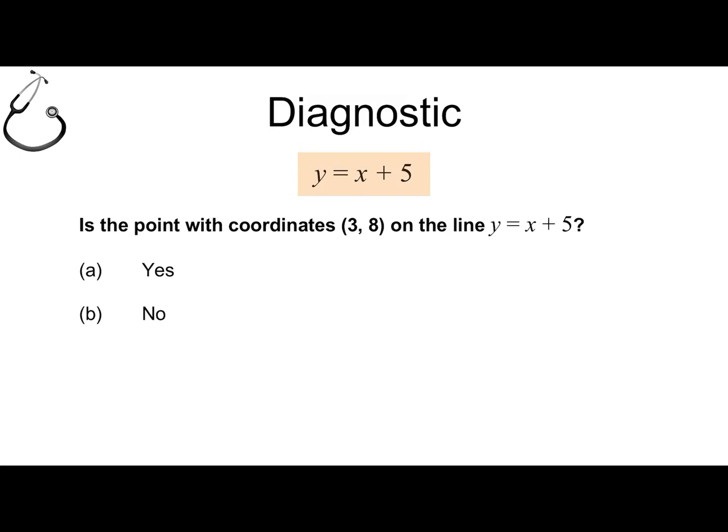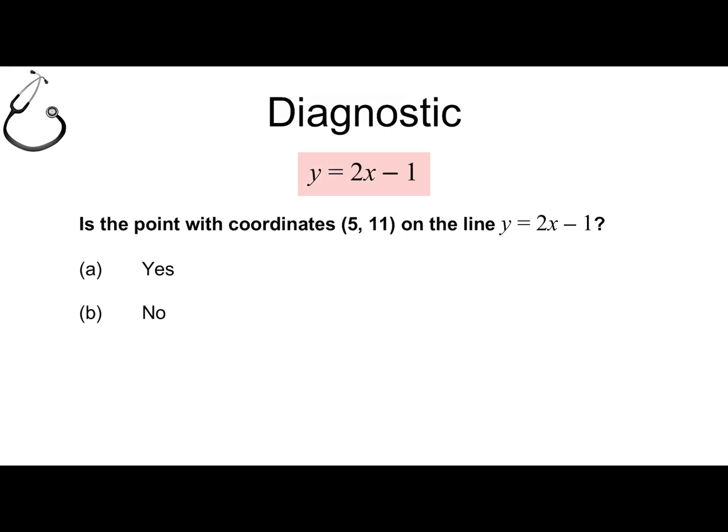Okay, what about this one? Is the point with coordinates 3, 8 on the line y equals x plus 5? Stop your video and have a go. Okay, what we're saying is if x is 3, y is 8. Is that statement true? Yes, it is. Therefore, the point 3, 8 must lie on the line given here.